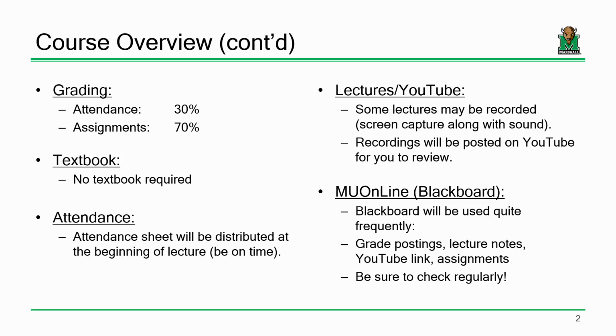posted on Blackboard. The way attendance will work, I'm going to distribute an attendance sheet at the beginning of the lecture, so just be on time. A late arrival is going to count as half an absence. I'm a fairly reasonable guy to get along with. If you just let me know that for some reason you're not going to make it, if you're ill, if you have a sporting event, I'm pretty easy to get along with. But if you just don't let me know what's up, obviously I'm going to count that as an unexcused absence.